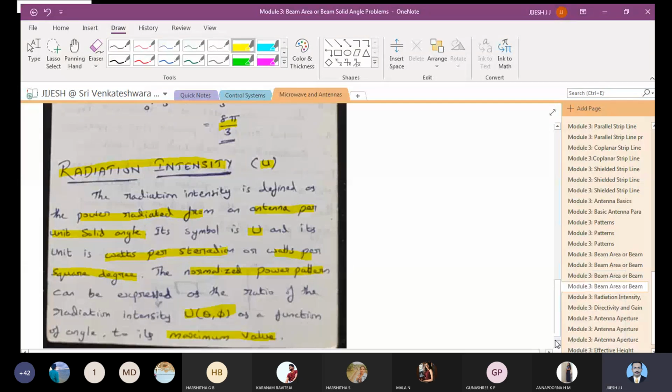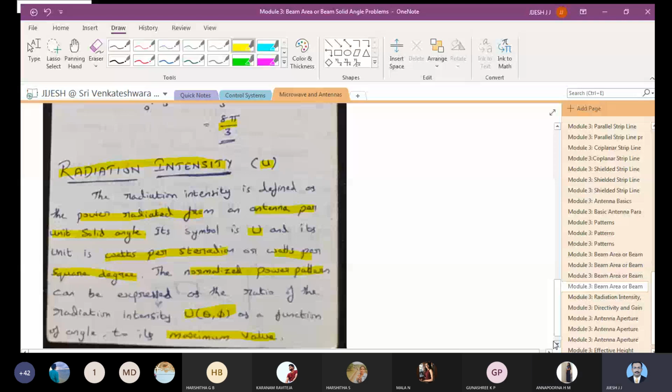So it's completed. See, don't hang on with the problem. You can do it later also. Just try to listen here. Radiation intensity, have you completed this much? Solve these points?